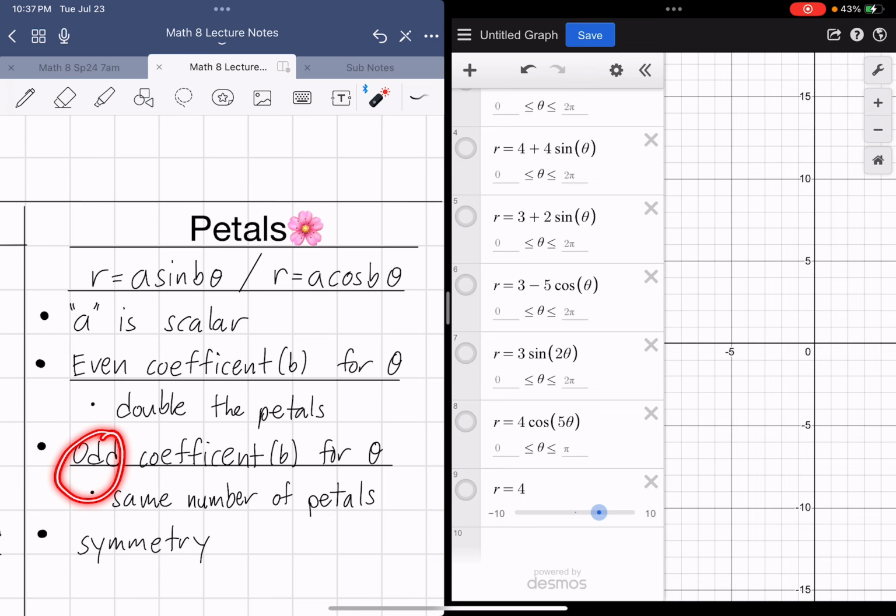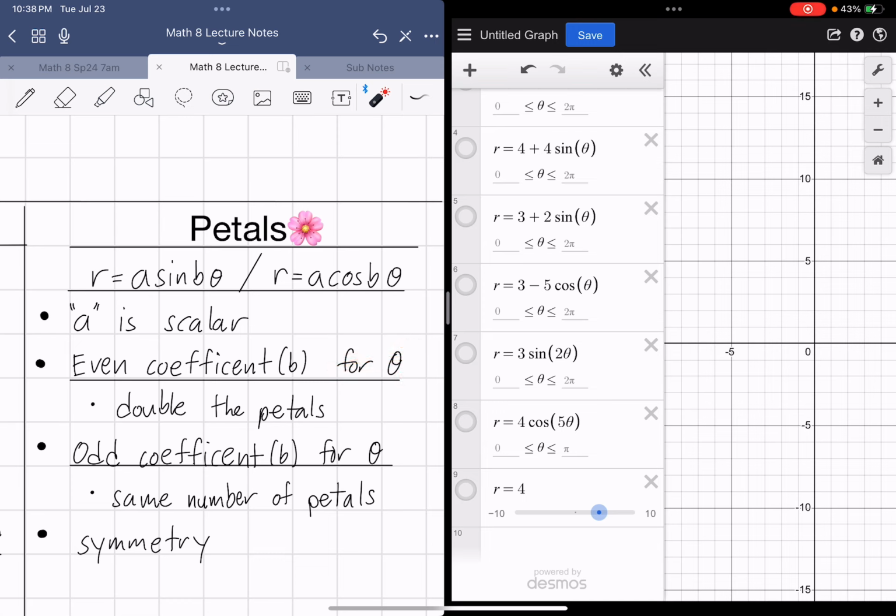But when it's odd, you have the same number of petals. So if it's 3 coefficient for theta, then 3 petals. If it's 5, you have 5 petals. And lastly, these always look symmetric. So when you're sketching your graph and you have one side, you can use the idea of symmetry to sketch the opposite side. So looking at this example here, it's sine.